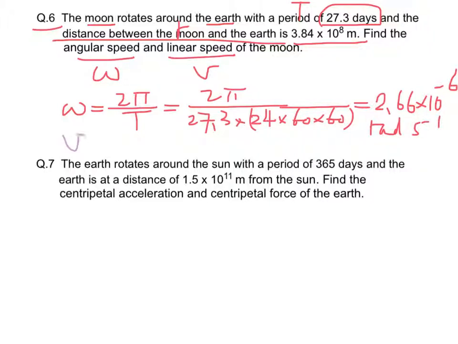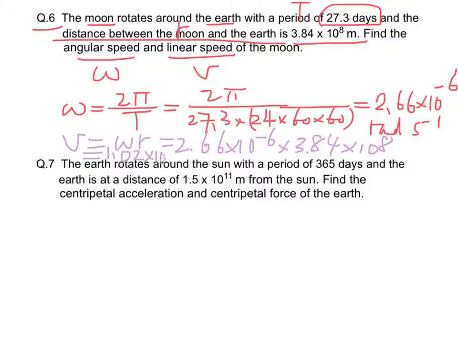Linear speed v equal to omega r, equal to 2.66 times 10 to the power negative 6 times r, which is equal to 3.84 times 10 to the power 8. We have the linear speed equal to 1.02 times 10 to the power 3 meter per second.